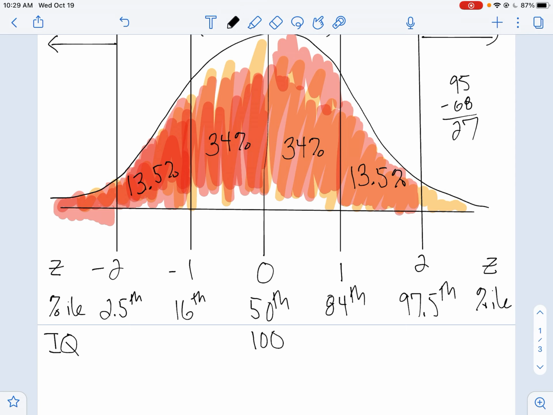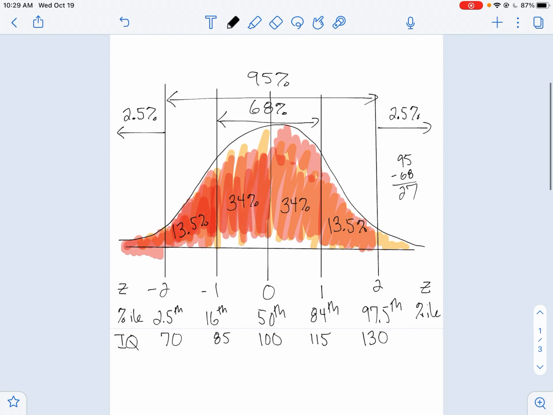So that means if I go up 15, that's going to take me to 115. If I go up another 15, that's going to take me to 130. Likewise, if I go backwards, if I subtract 15 from 100, it'll take me to 85. If I subtract another 15, it takes me to 70. So now I have my data, I have my z-scores, I have my percentile.